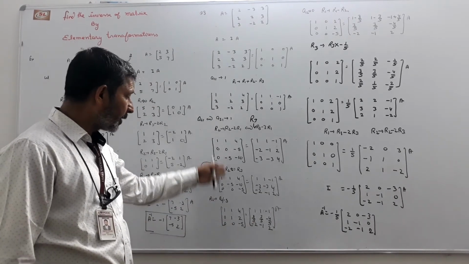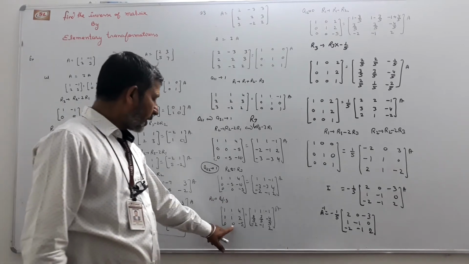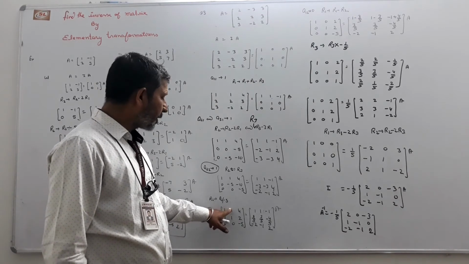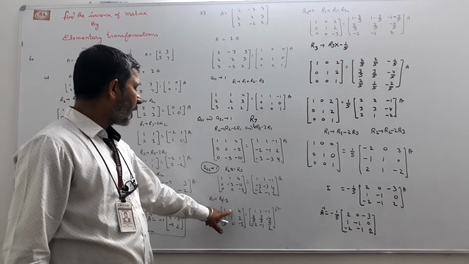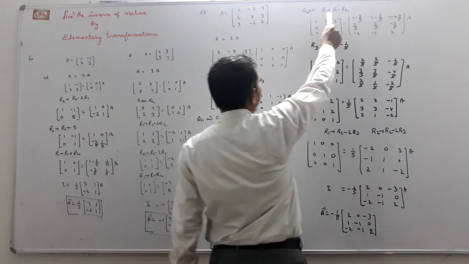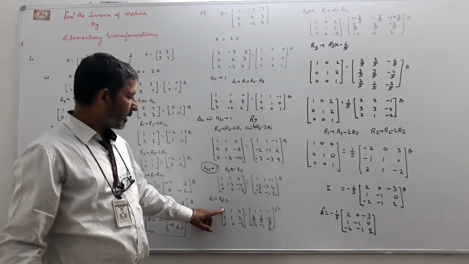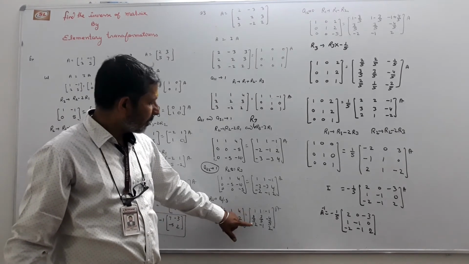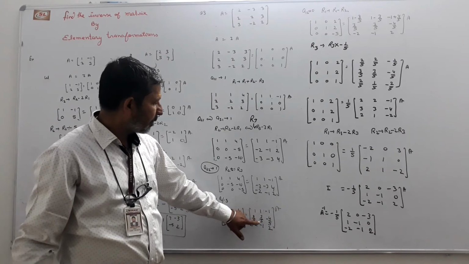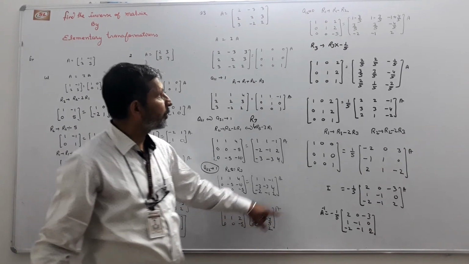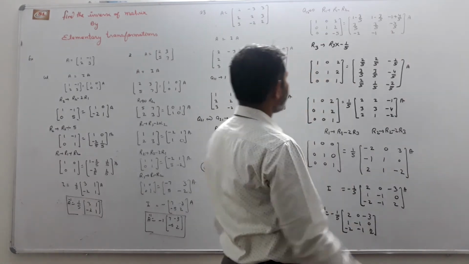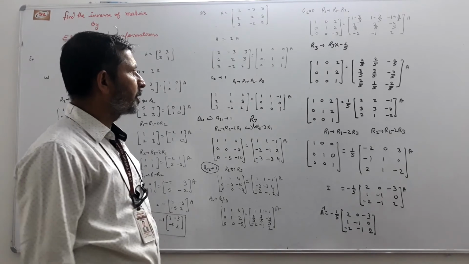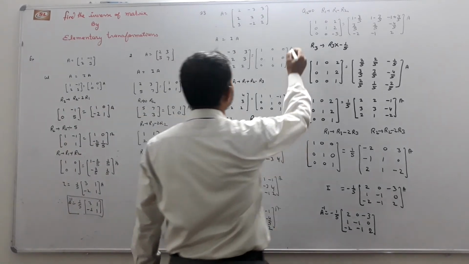Now we change all the elements of this column to 0. A32 is already 0, but A12 is not 0. So how can we make this one 0? In R1, R1 minus R2: 1 minus 0, 1 minus 1 and 4 minus 2. 1 minus 3 upon 5, 1 minus 3 upon 5, minus 1 plus 4 upon 5. Yes, A22 becomes 1.